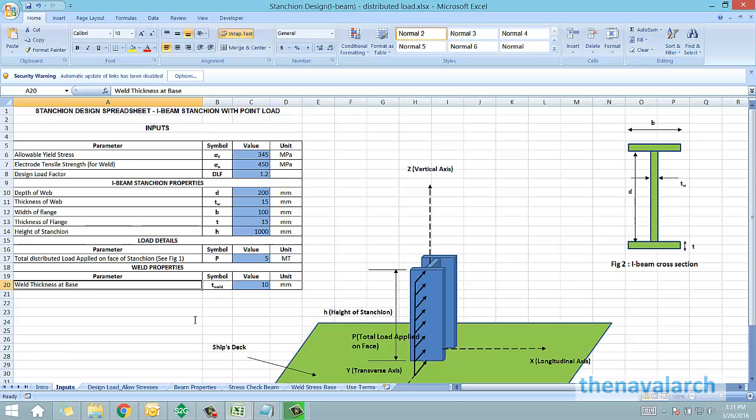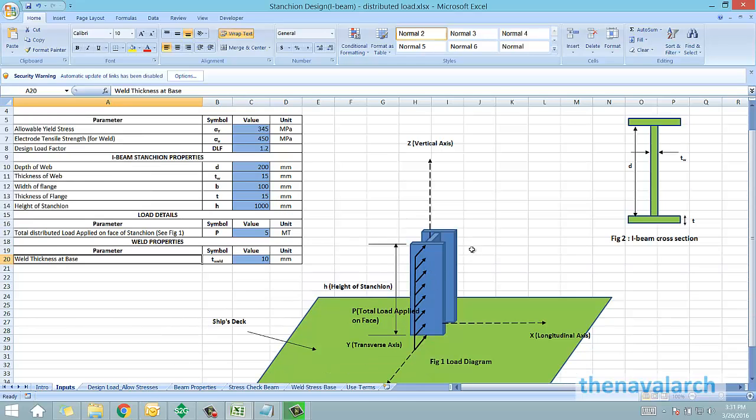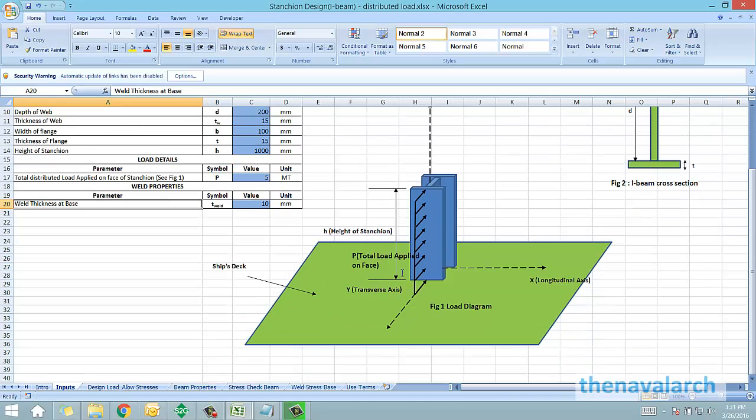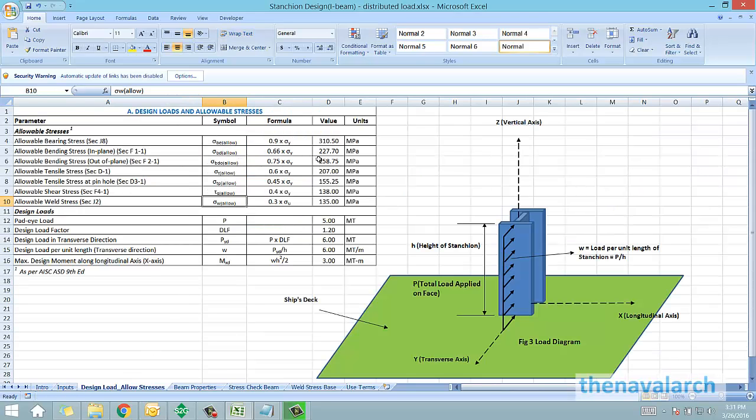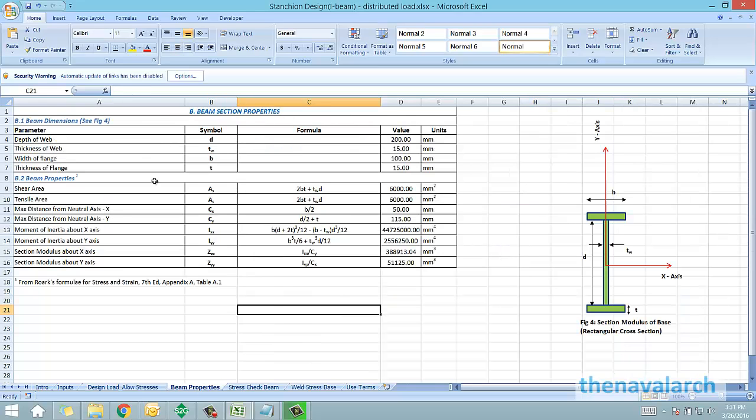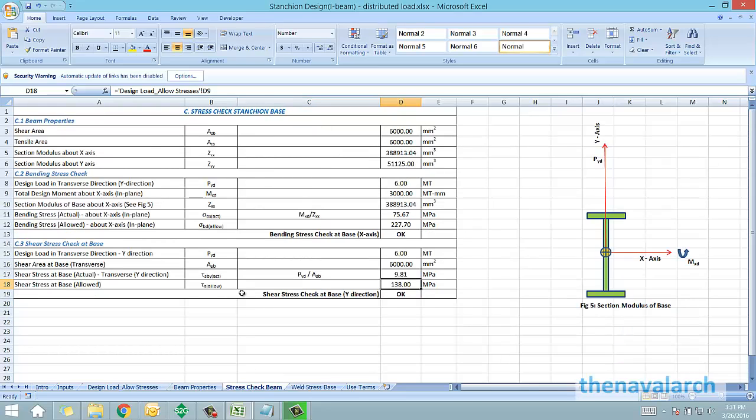With these inputs, the stanchion will be analyzed considering it as a cantilever beam on which a uniformly distributed load is being applied. Next, the spreadsheet calculates the design loads and the allowable stresses as per AISC, and it calculates the design loads, design moment, and the beam properties. With the loads, moments, and the beam properties, we calculate the bending stress coming onto the stanchion because of this distributed load, and the shear stress is also calculated.